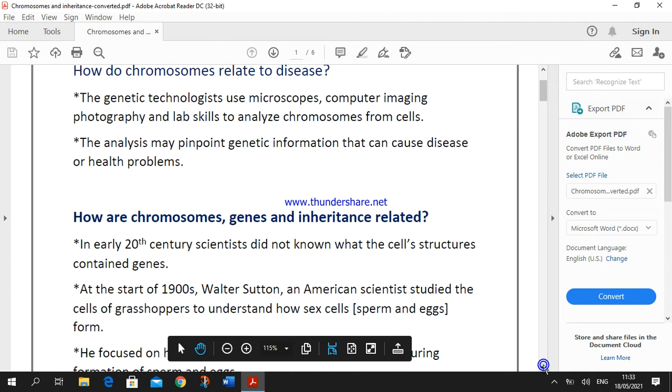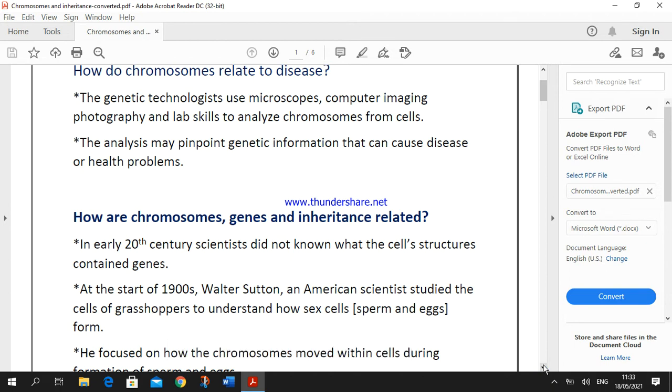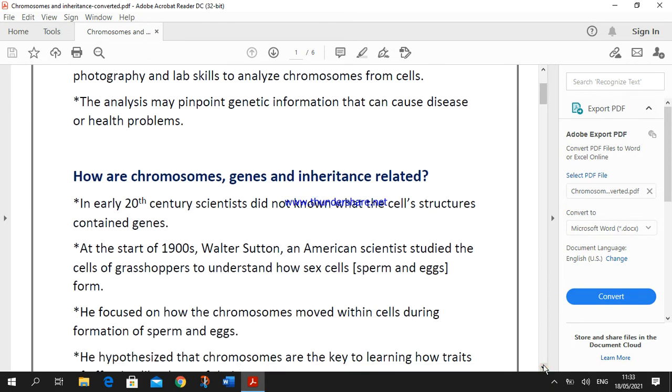How are chromosomes, genes, and inheritance related? In the early 20th century, scientists didn't know the location of the genes inside the cell, or the cell's structure that carries genes. But at the start of the 1900s, Walter Sutton, an American scientist, studied the cell of the grasshopper to understand how sex cells like sperm and eggs form.